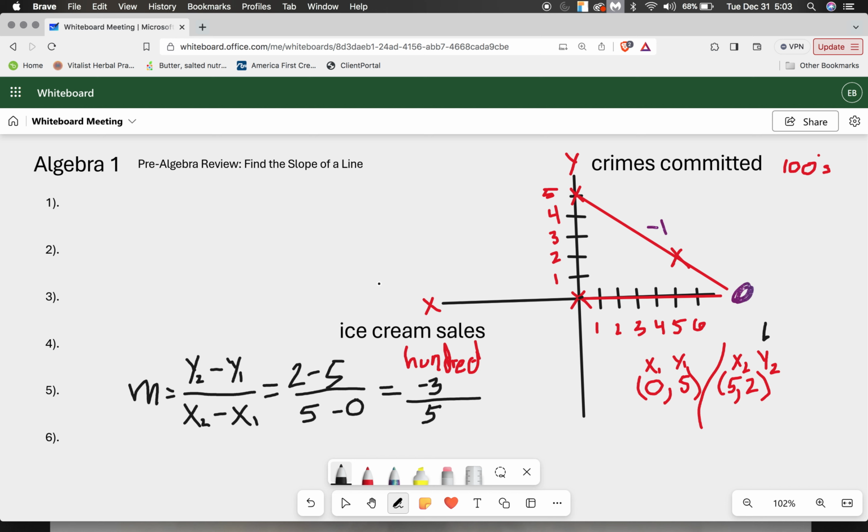Hopefully that makes sense and helps you solve your problem in your pre-algebra review. And we'll get started on algebra concepts in the next video.